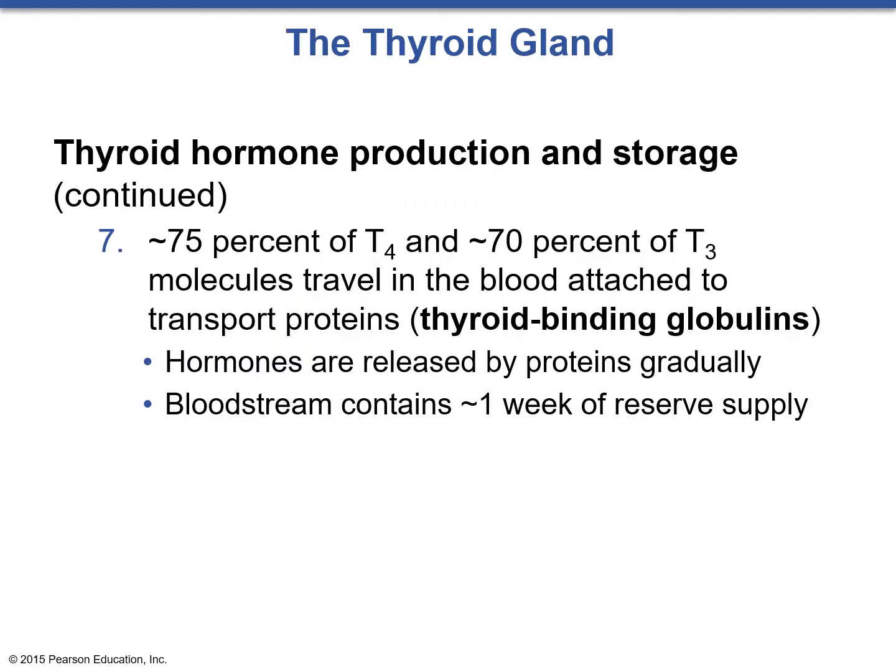Now, about 75% of T4 and about 70% of T3 molecules are transported in the blood via thyroid binding globulins. The hormones here are released from the proteins gradually so we can control its release throughout the body, and they're not just released all at once. Your bloodstream is going to, on average, contain about a 1-week reserve supply of T4 and T3 to regulate metabolic function.